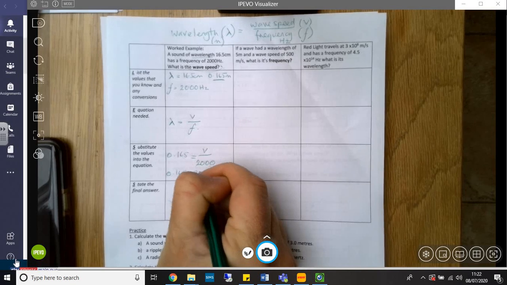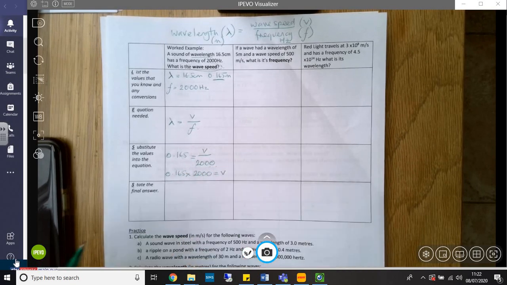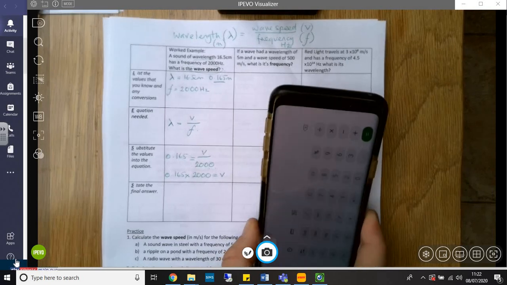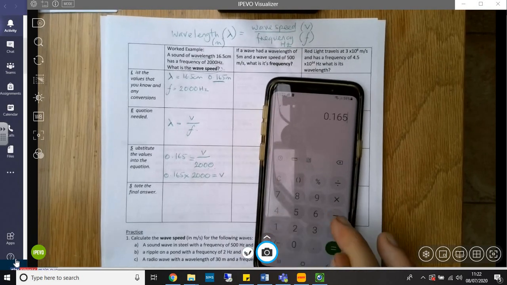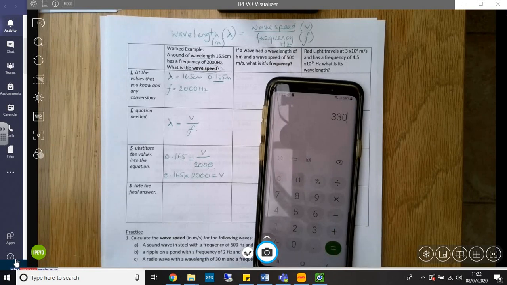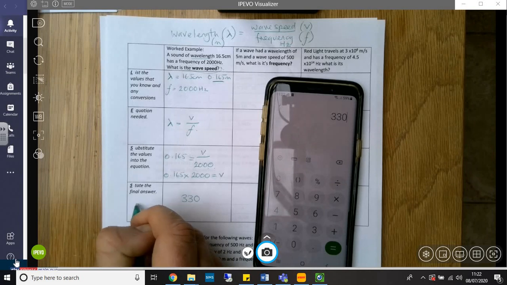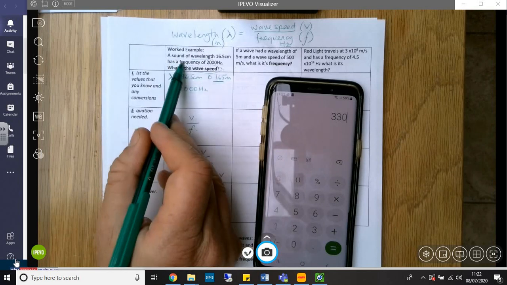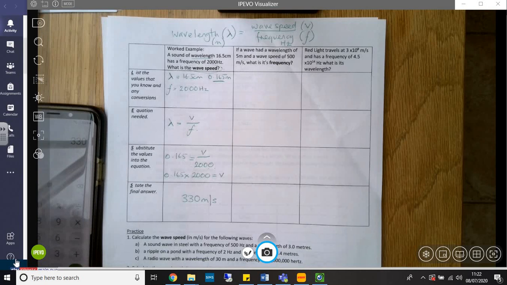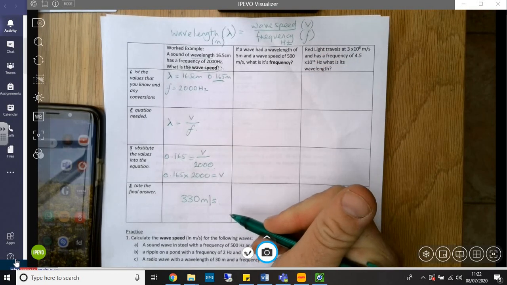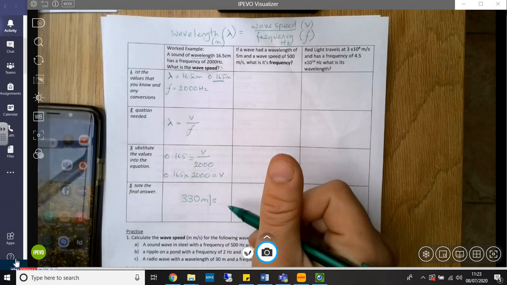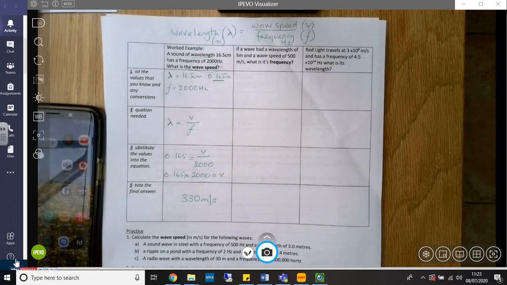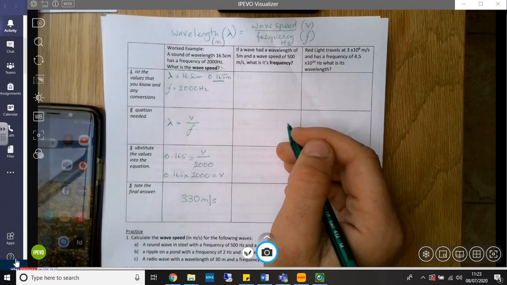0.165 times 2000 equals v. Just to do that on my calculator so you can see it, 0.165 times 2000 equals 330. Now remember to have the units as well, meters per second, and that is the speed of sound. 330. As I say, if you've not had a go at these yet, I'd like you to pause the video here and have a go at these other questions using the same method and go through the practice questions. Otherwise, we're going to go through these together.